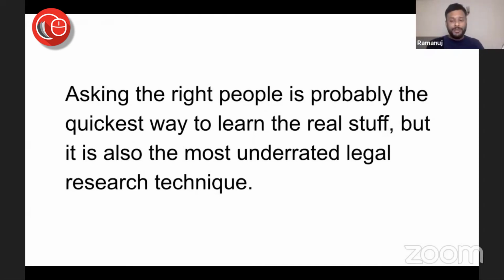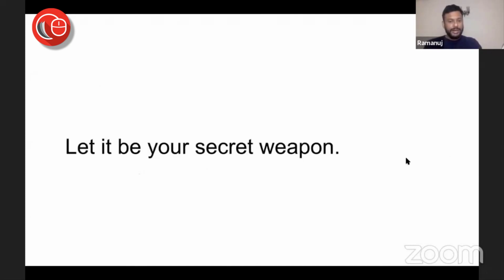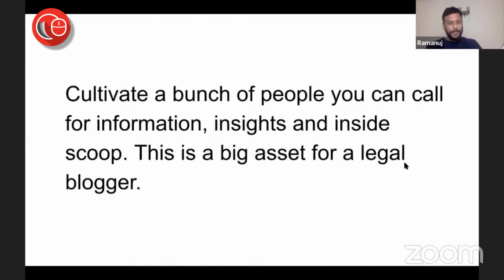Asking the right people is probably the quickest way to learn the real stuff, but it is also the most underrated legal research technique. Let it be your secret weapon. Cultivate a bunch of people you can call for information, insights and inside scoop. This is what journalists also do. This is a big asset for a legal blogger or a writer.